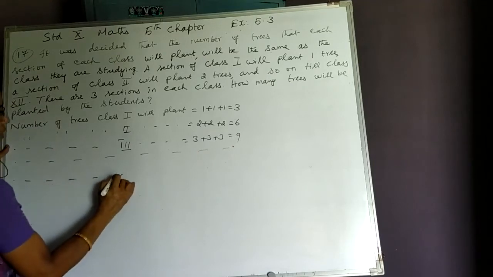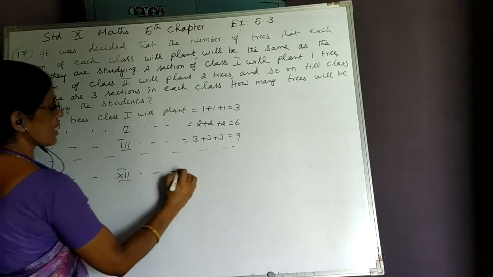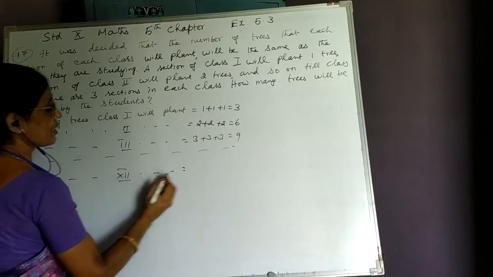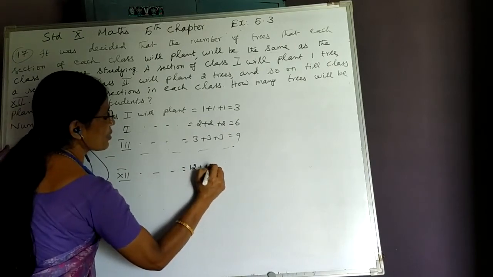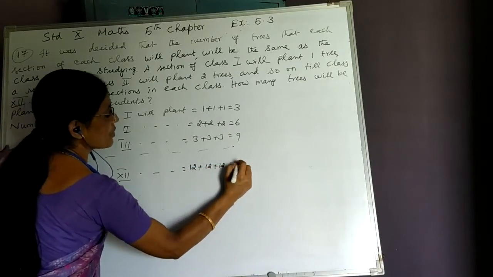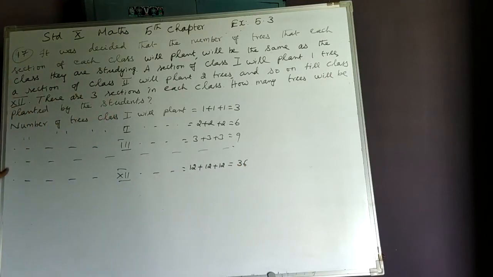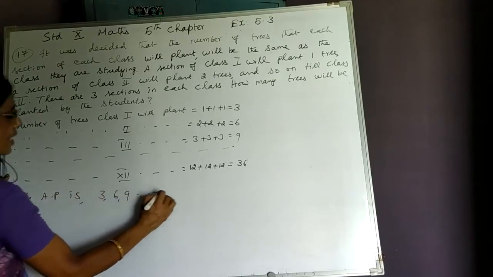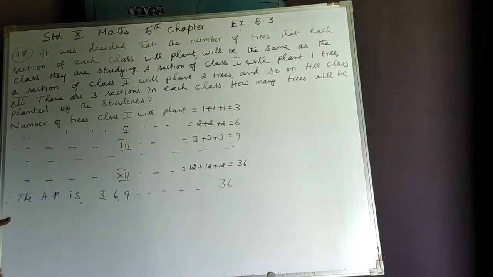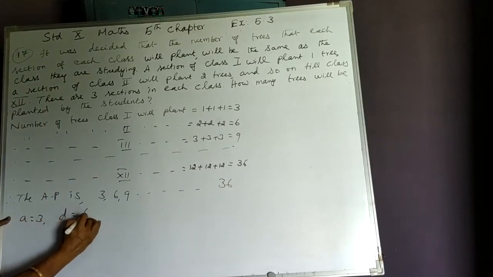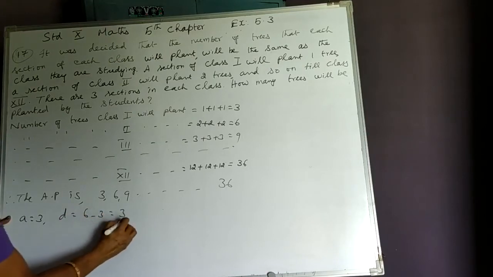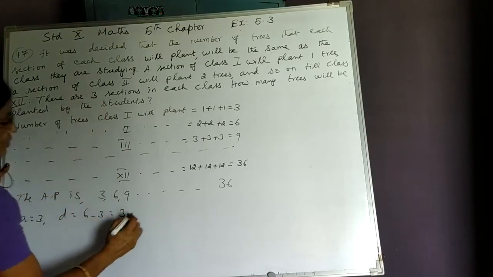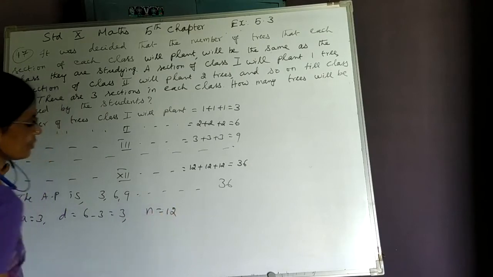Now we end up with 12th standard. Because they are in 12th standard, each section will plant 12 trees per division. So it becomes 36. Therefore, the arithmetic progression is 3, 6, 9 up to what? Up to 36. a is equal to 3. d is 6 minus 3, which is 3. There are 12 standards in the school. Therefore, n is equal to 12.